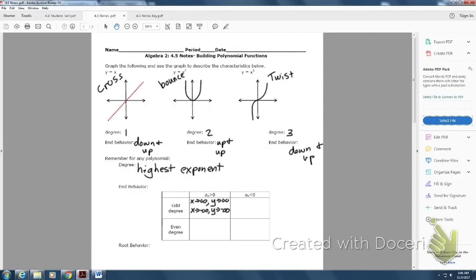If the a value is negative, think about that linear and that cubic reflected over the x-axis. As x approaches infinity, what does y do? Negative infinity. Those two will change. As x approaches negative infinity, what does y do? Think about a linear line like this. As x moves to the left, is y going up or down? Up.